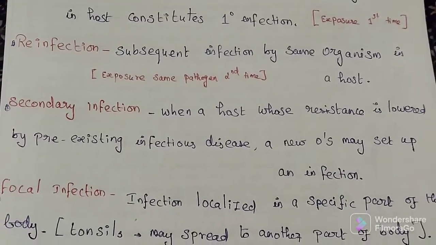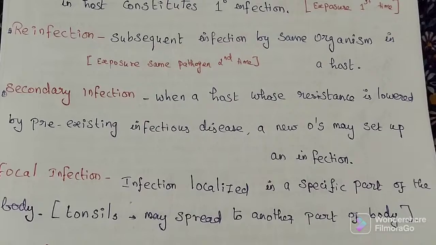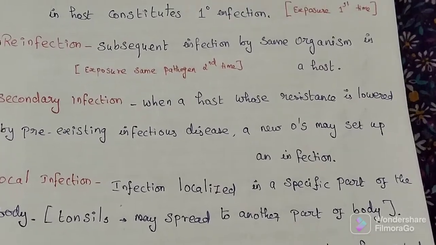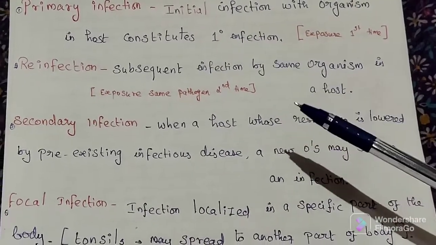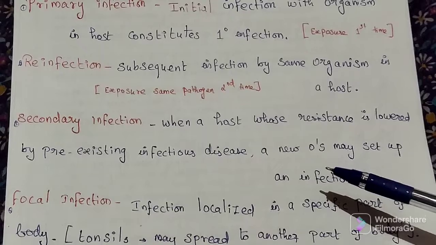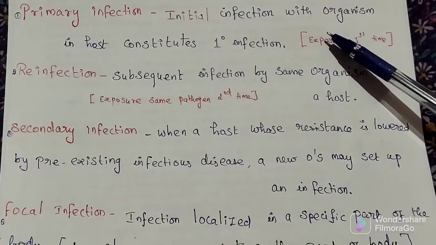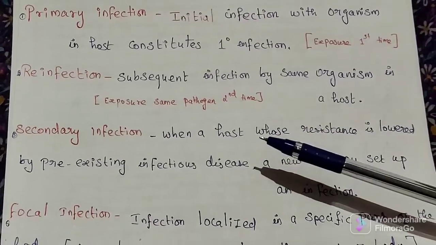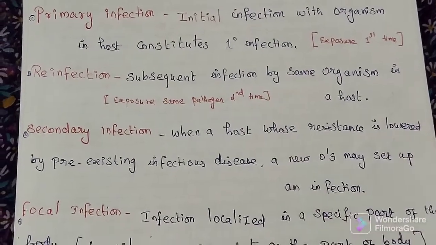Third one is secondary infection. What is secondary infection? When a host whose resistance is lowered by a pre-existing infectious disease, a new organism may set up an infection. This host has resistance to the primary infection and reinfection, but now one more organism enters and causes infection. A new organism enters and causes infection. This is called secondary infection. First time an organism enters and causes infection means primary infection. The same organism a second time causing infection means reinfection. Third one is secondary infection: the primary one is resisted, a new organism enters and causes infection.